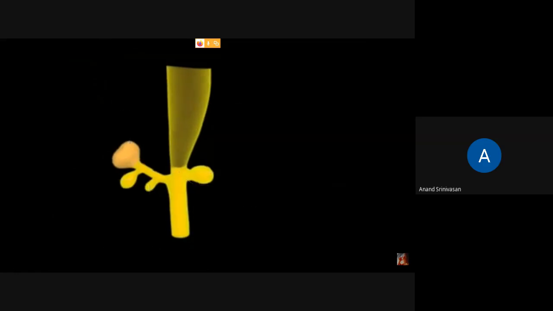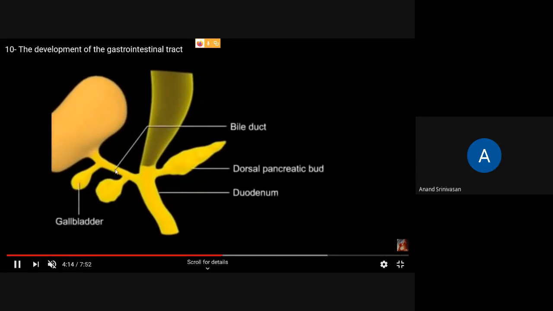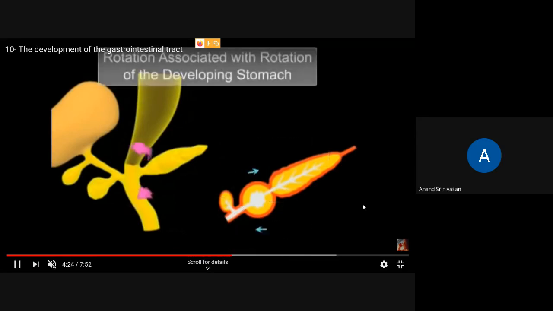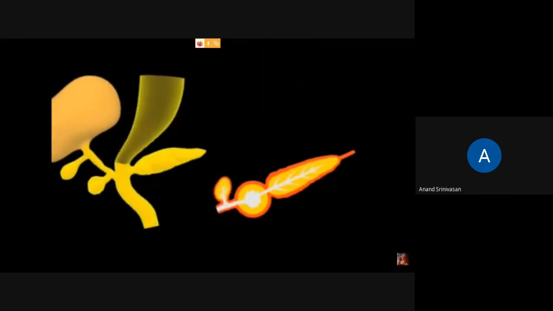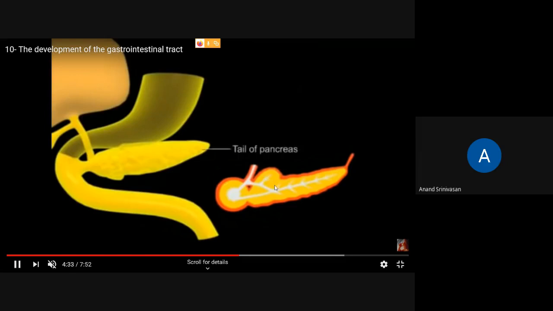Now the rotation takes place. You can see the common bile duct, cystic duct, gallbladder, common hepatic duct. Now in this picture, you can see how the duct fusion takes place. All right, now here you can see it, right?